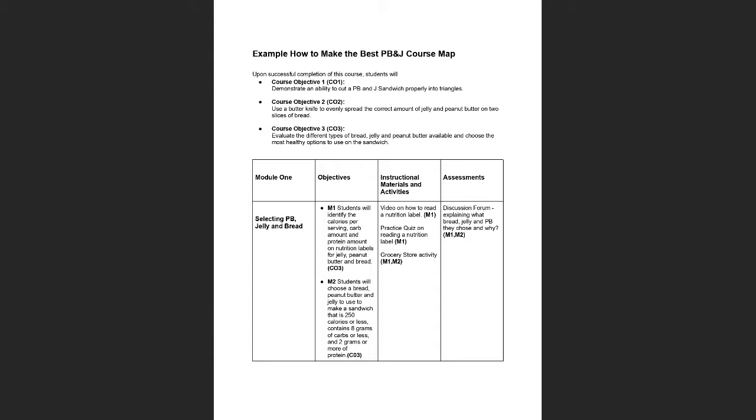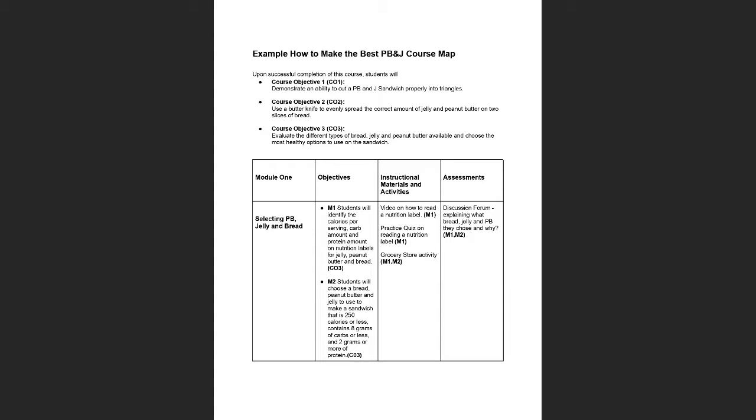And the second objective would be that students would then choose a bread, a peanut butter, and a jelly so that the sandwich had only 250 calories or less, no more than 8 grams of carbs, and 2 or more grams of protein. So that they were now actually practicing and accomplishing what we wanted them to do in course objective 3.